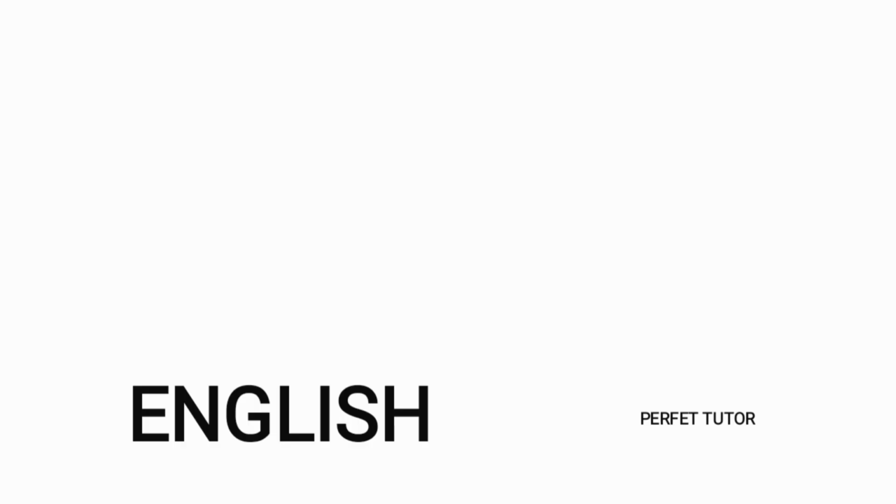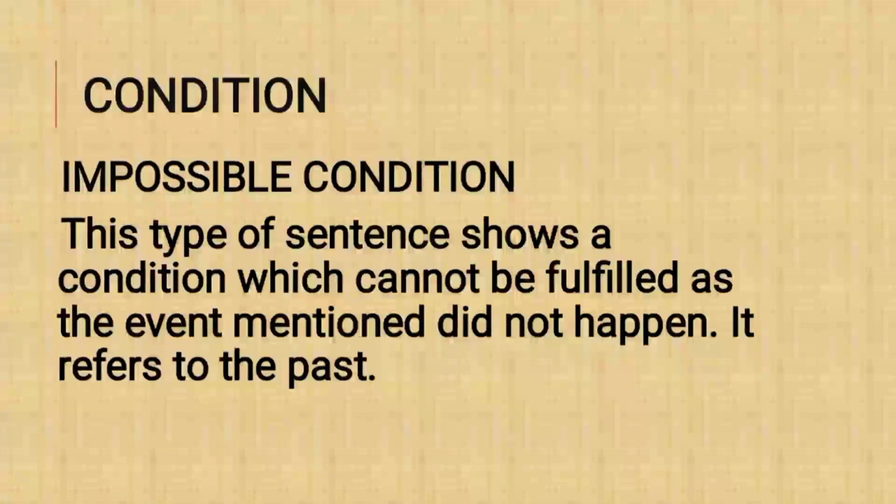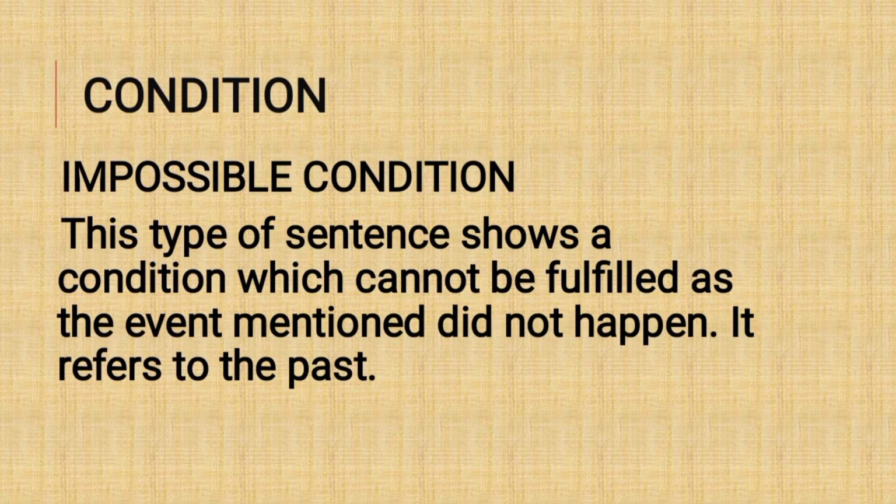Hello, perfect English students. Welcome to part 2 of our interesting topic, condition. In part 1, we looked at probable condition and improbable condition. Now we are going to look at the impossible condition, or the rejected condition. So what kind of a condition is this?